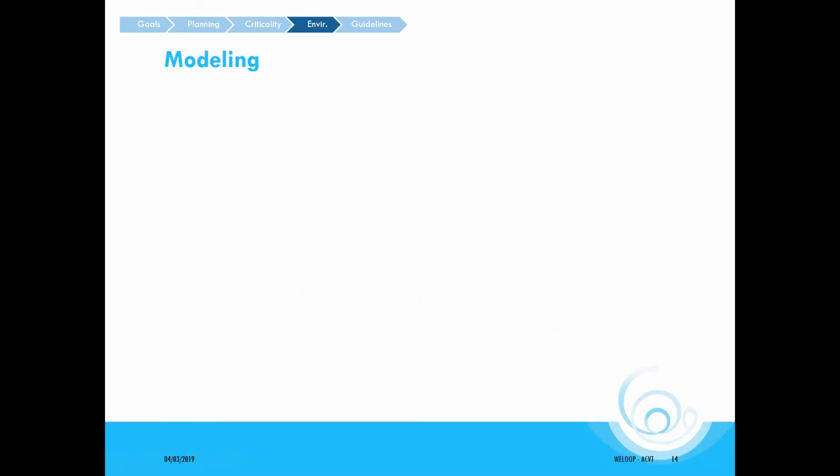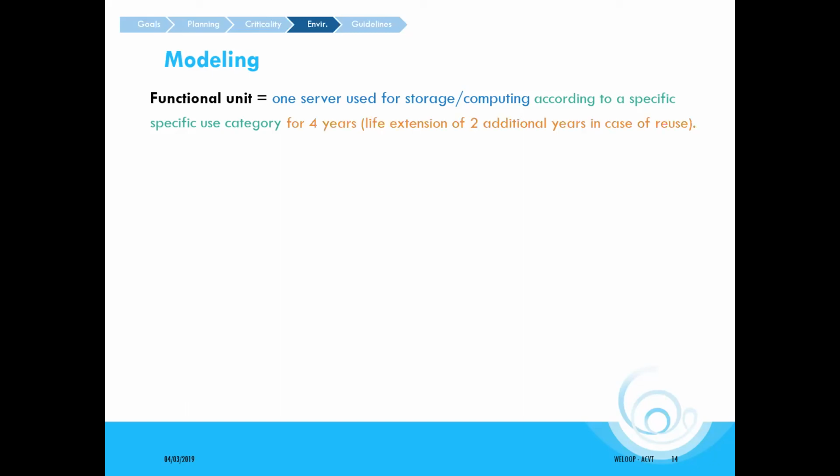Now for the modeling, we choose a functional unit, and that's the following. It's one server used for storage and computing. And it is according to a specific use category, which means that they are groups of servers depending on their use category. And the lifespan is 4 years, with a life extension of 2 additional years in case of reuse.